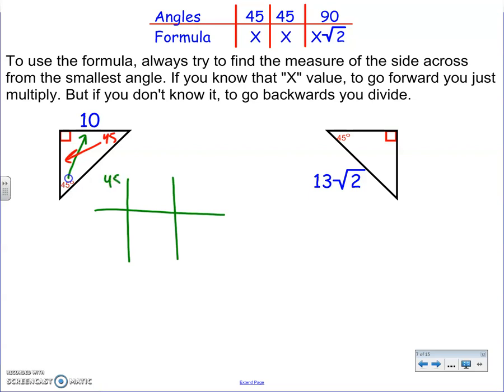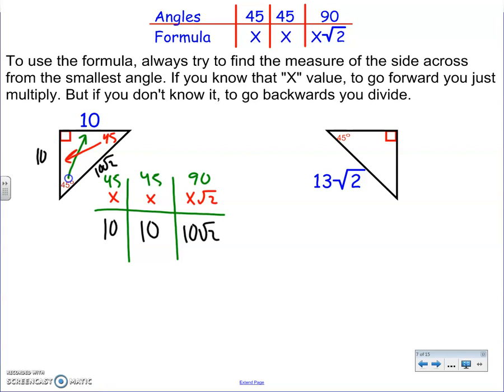We have a 45, 45, 90. The formula is x root 2. Across the first 45 was the number 10. If that's 10, the next thing has to be 10. The next thing has to be 10 square root 2. So I know this number is going to be 10, and this hypotenuse is going to be 10 square root 2.